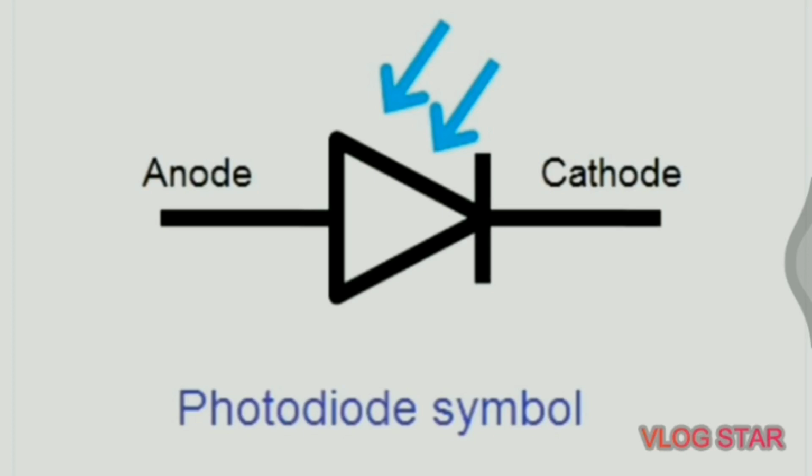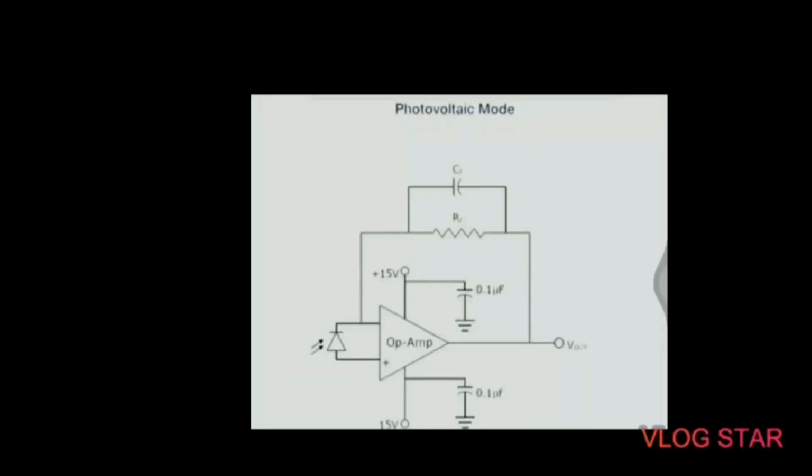The symbol of a photodiode is similar to that of an LED, but the arrows in photodiodes point inwards, and in an LED they point upwards. A photodiode operates in three different modes, namely photovoltaic mode, photoconductive mode, and avalanche diode mode.